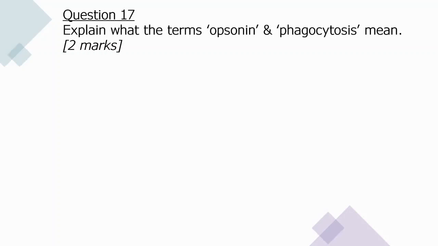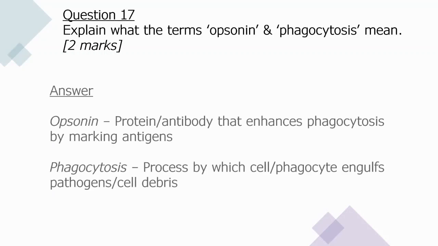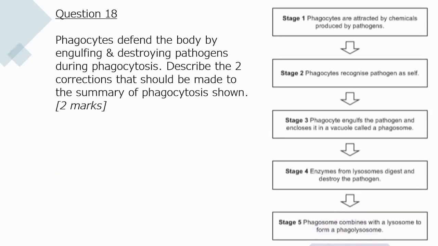So then phagocytosis is the process by which the phagocyte engulfs pathogens. And we can see our answer here. Question 18. Phagocytes defend the body by engulfing and destroying pathogens during phagocytosis. Describe the 2 corrections that should be made to the summary of phagocytosis shown.